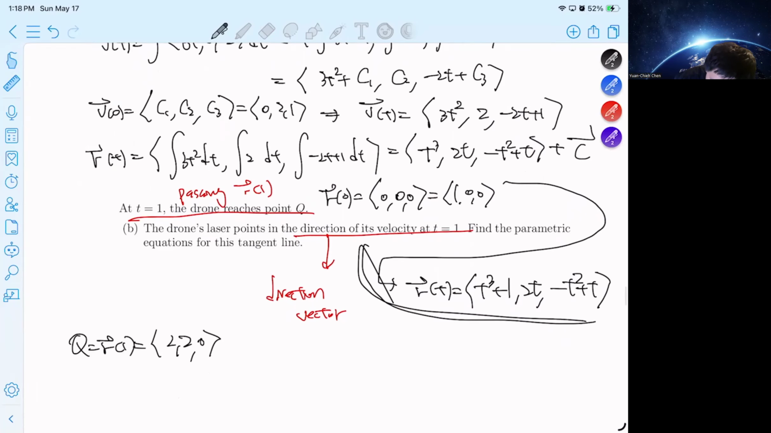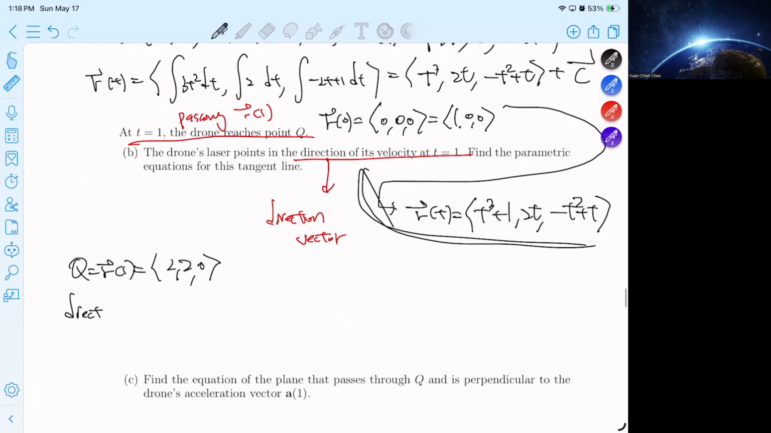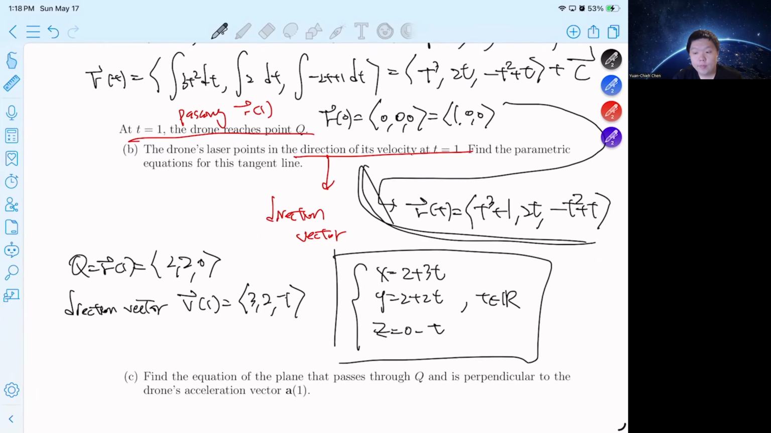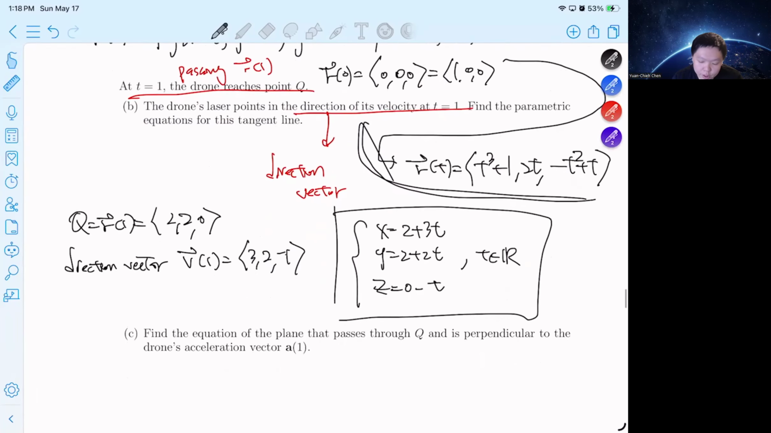Q is (2, 2, 0), and the direction vector is v1. So v1, we're just plugging into v. V equals that. It's (3, 2, negative 1). That's it. So we pass through this one point, and we have the direction vector. So the parametric line would just be x equals 2 plus 3t, y equals 2 plus 2t, and z equals 0 minus t, where t is all real numbers. We're done. Okay. So now after a straight line, now we have to find the equation of a plane.